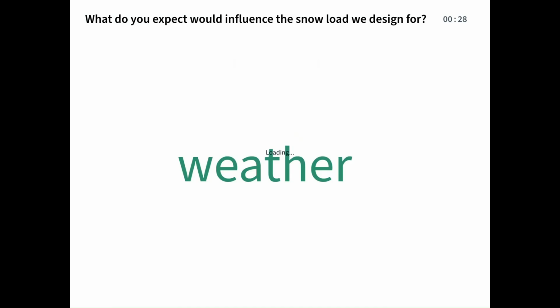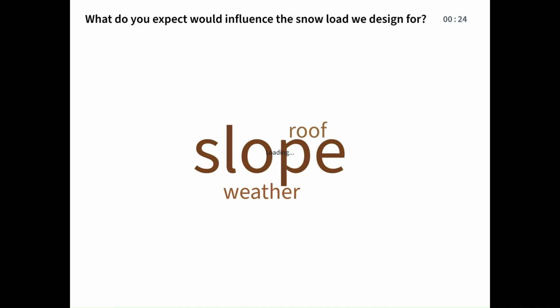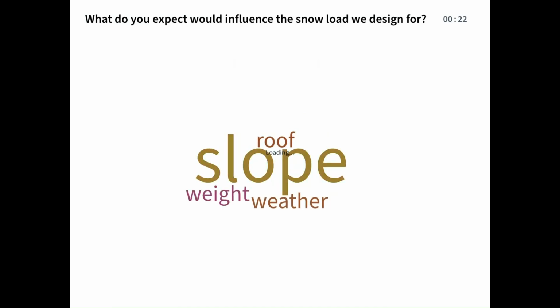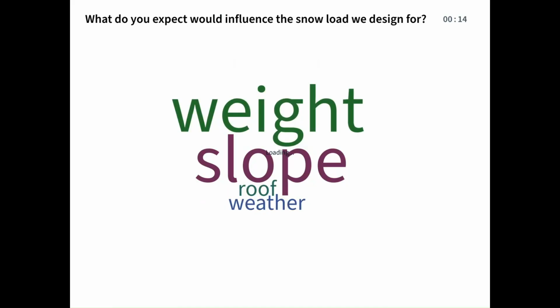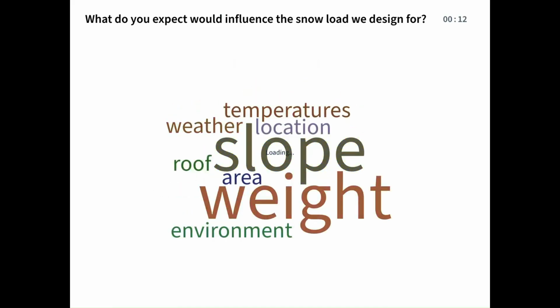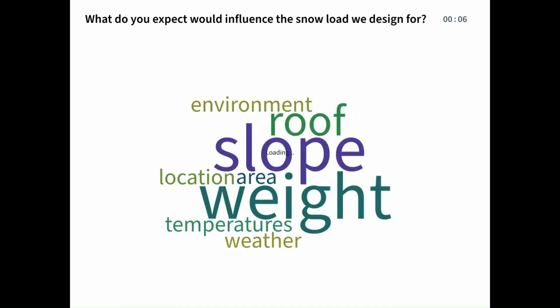So weather is a pretty good word. Snow is basically a function of our weather. Roof slope, the weight or the density perhaps of the snow falling on the roof. Maybe I should extend the time limit on this a little bit more, about 15 seconds left. Temperature, environment, roof area, that's a pretty good one. Location seems pretty important. 5 more seconds to get a couple answers in there.